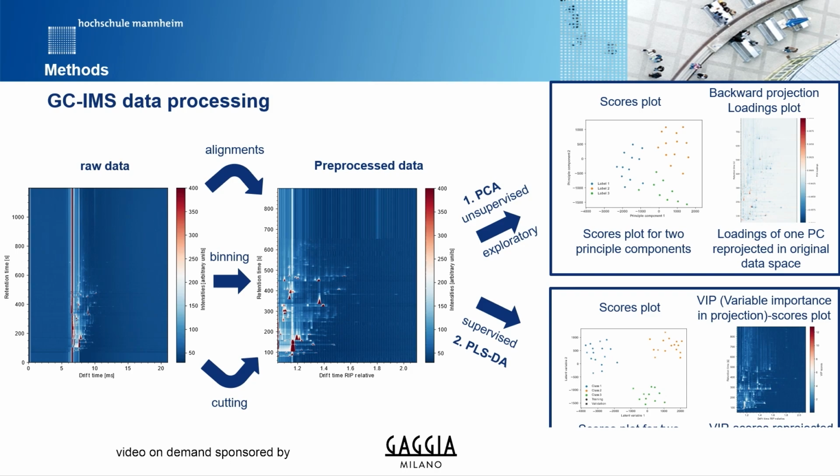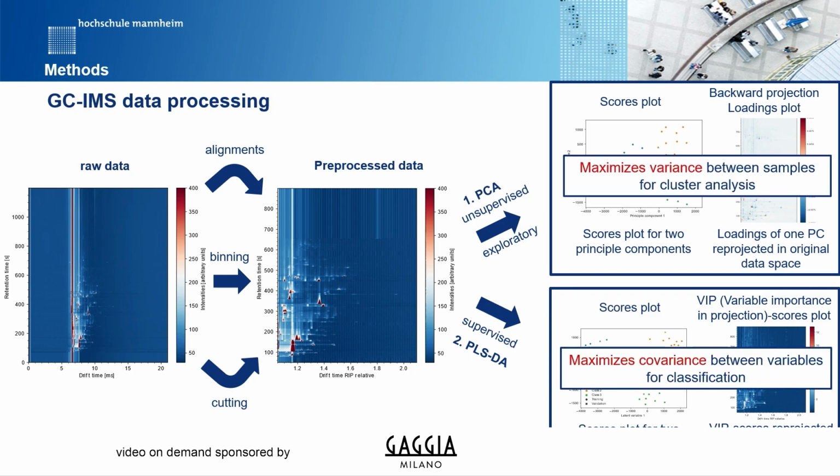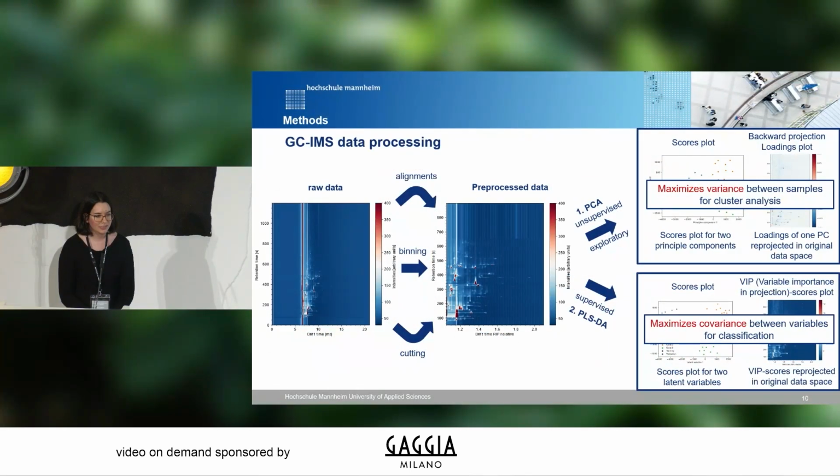So overall, to maybe summarize this a little, in PCA, we maximize the variance between samples for a cluster analysis without taking into account the labels, while in PLSDA, we maximize the covariance between variables for classification, taking into account the labels of the sample.